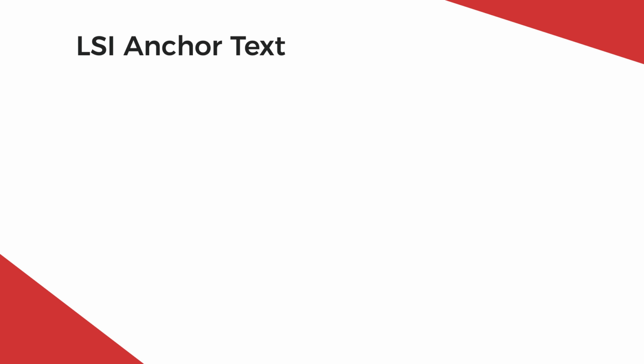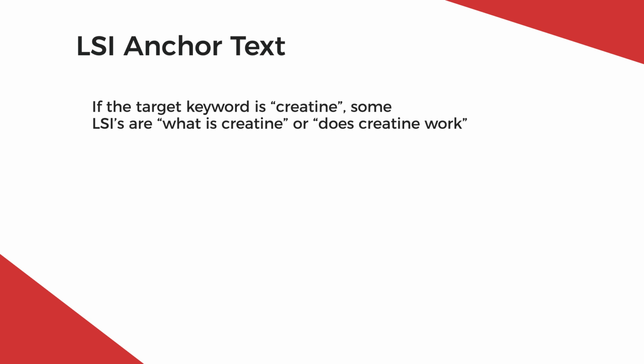The fifth type of anchor is an LSI anchor text, and LSI stands for latent semantic indexing. I know that sounds like a bunch of technical jargon, but I promise you it is not complicated. You can think of an LSI keyword just as a relevant keyword or a closely related keyword. For example, let's say your target keyword was creatine. Some LSI keywords would be what is creatine, or does creatine work, or the pros and cons of creatine. Using these LSI or super related keywords is a great way to diversify your anchor text profile and make it look more natural.